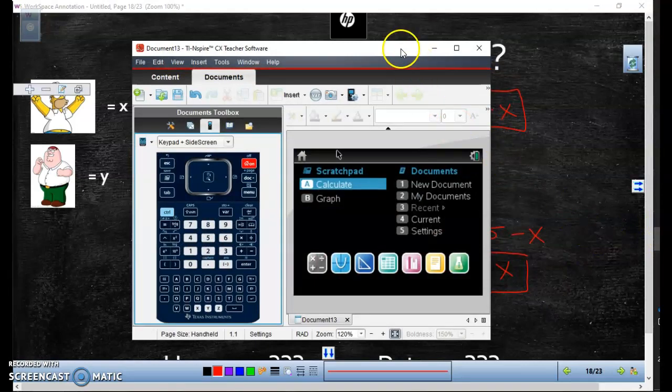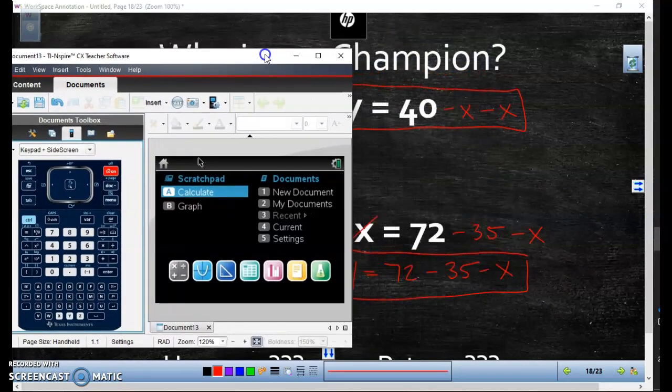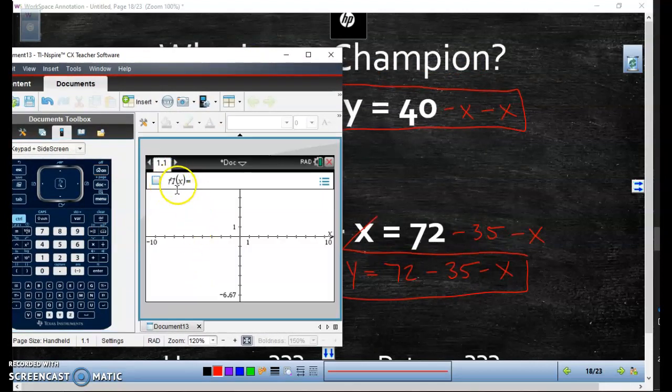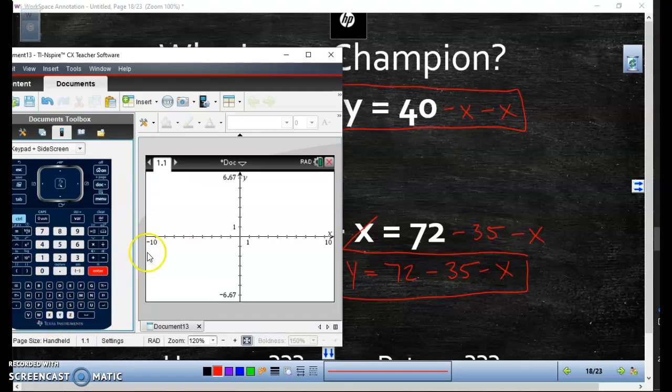So what we want to do at this point is pull up our graph and graph these two equations. So I go to the graph app. This already says y equals, so I plug in 40 minus x minus x. Enter to graph it. I can't see it, but that's okay. I'm going to graph the other equation as well. So tab for my next one. Second function was y equals 72 minus 35 minus x. And we graphed that one.